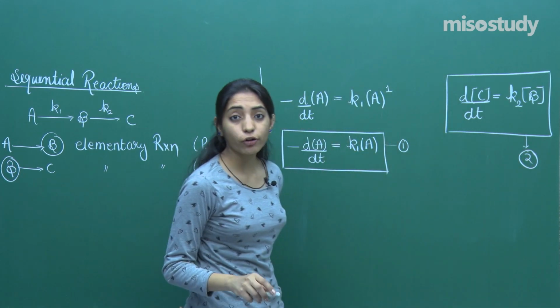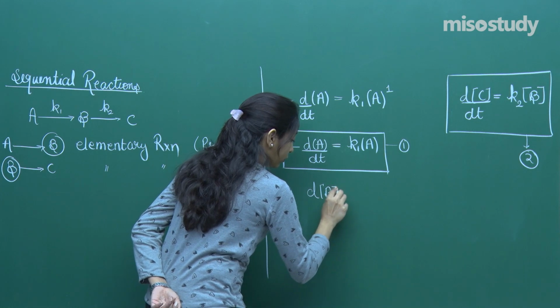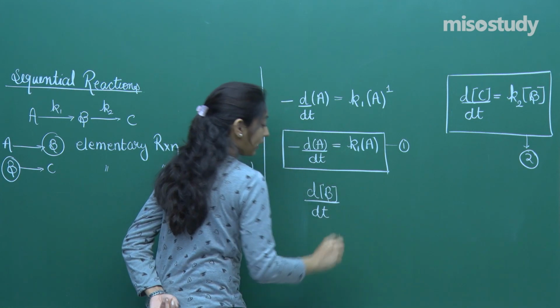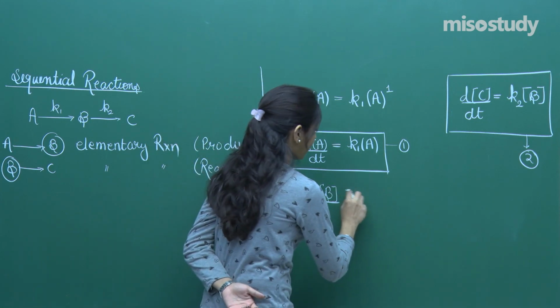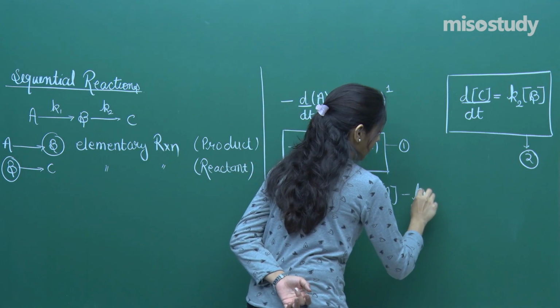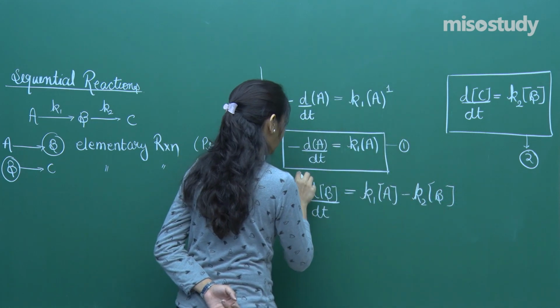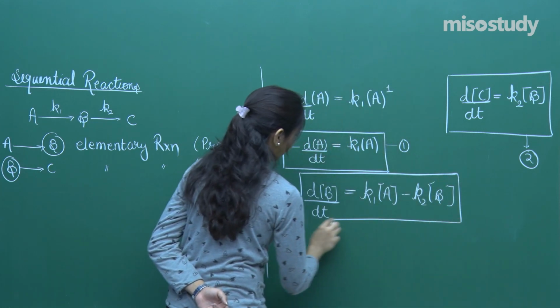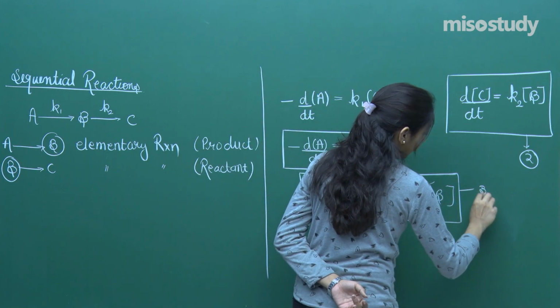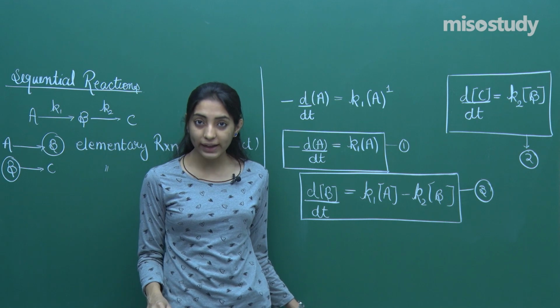And then when we were talking about the formation of B, so this dB/dt, or d/dt of B, could be written as K1 multiplied by A minus K2 multiplied by B, and close it in the box. And this is our third equation that we need to solve, right?